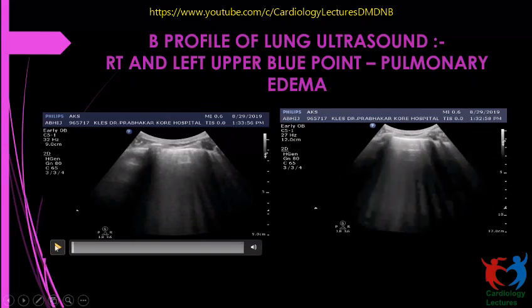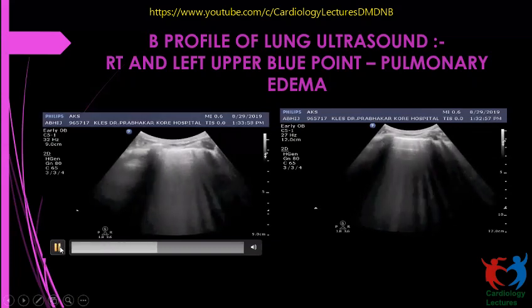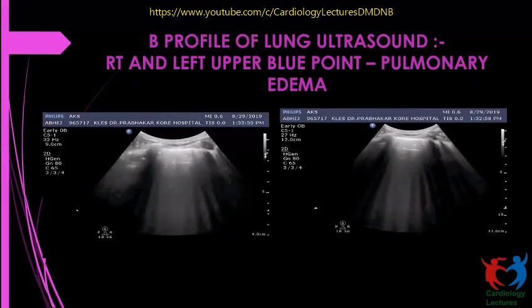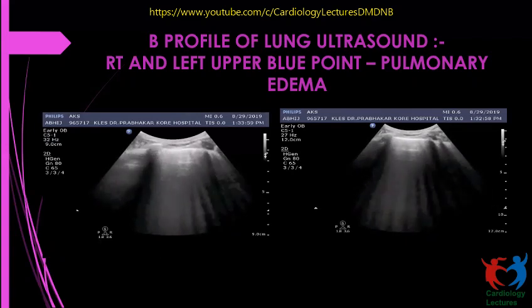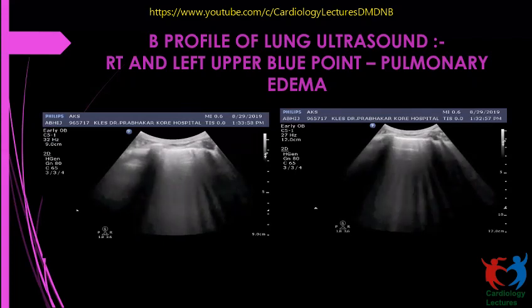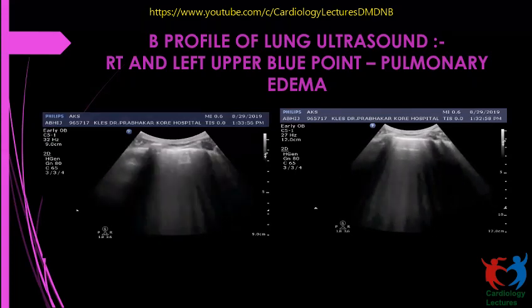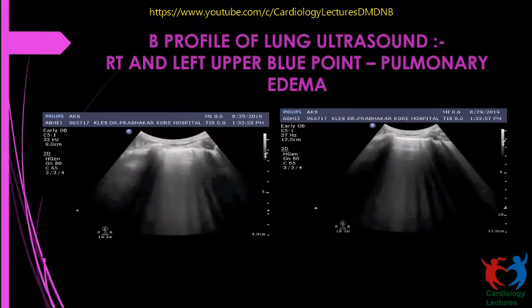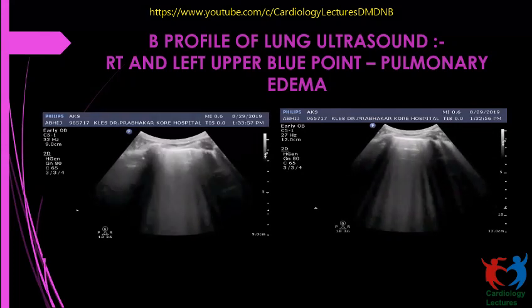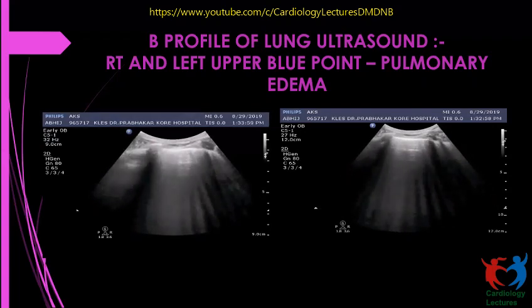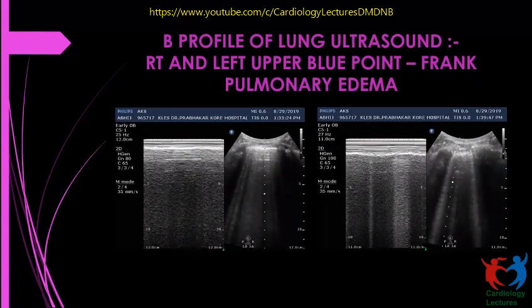So have a look here. You have 2 rib shadows, and between the rib shadows there is lung sliding happening. So lung sliding is there, but from the pleural surface there are multiple lung rockets thrown into the lung fields. So this is frank pulmonary edema, alveolar pulmonary edema. B profile of the lung ultrasound, right upper lobe, blue point, frank pulmonary edema.